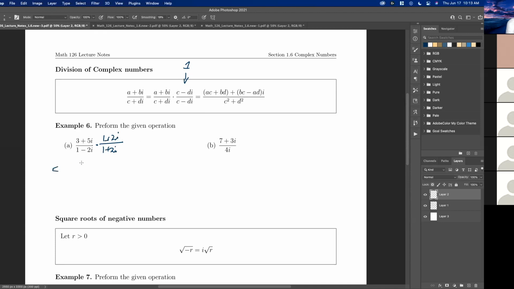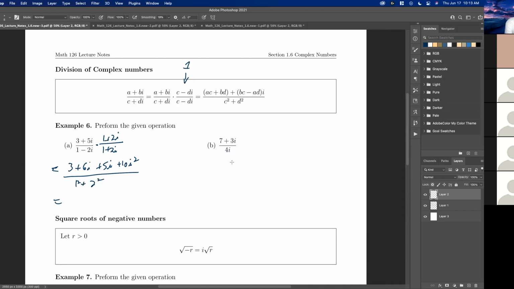So let's go ahead and do this. Up top, we'll need to FOIL. So I'll have 3 plus the outside should give me 6i. The inside gives me plus 5i. The last two give me plus 10i squared. And then on the bottom, it's just this number squared plus this number squared. It doesn't matter what it is, that's what we're going to get. So we'll get 1 squared plus 2 squared.